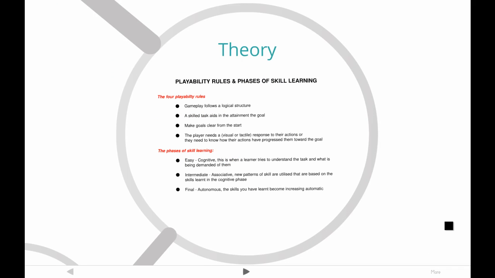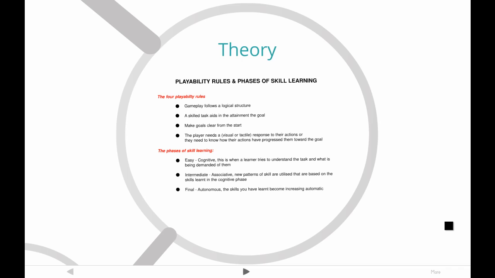The theory behind this was called a theory of skill performance. This theory was translated into playability rules and phases of skill learning. The 4 playability rules, or principles, were that gameplay should follow a logical structure, that a skilled task should aid in the attainment of a goal. Goals should be made clear from the start of the task for the player, and the player needs a visual or tactile response to their actions, or they need to know how their actions have progressed them towards their goal. These 4 basic playability principles were combined with phases of skill learning.